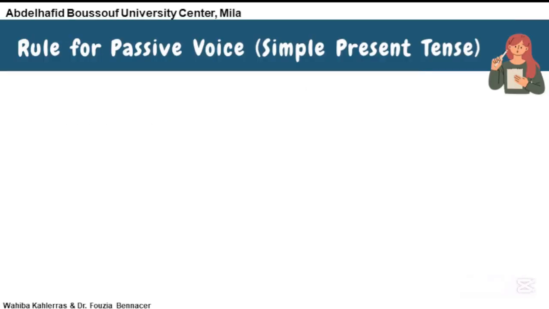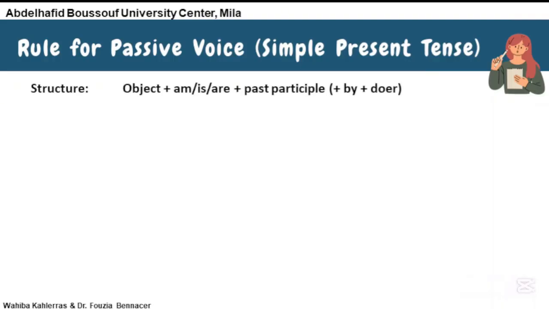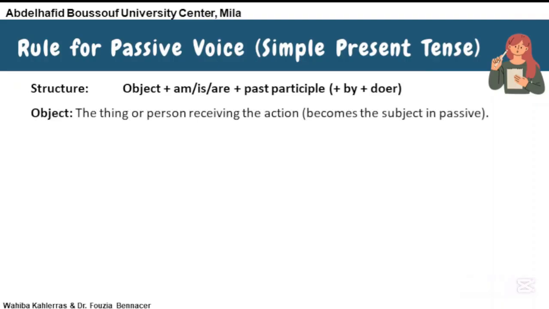Passive sentence starts with object. Then we conjugate the verb to be in the present: am, is, or are. After that, we place the past participle of the main verb and we add the doer of the action, which is the subject, preceded by the word by. The objects are the thing or person receiving the action. Here we are focusing on the action itself.